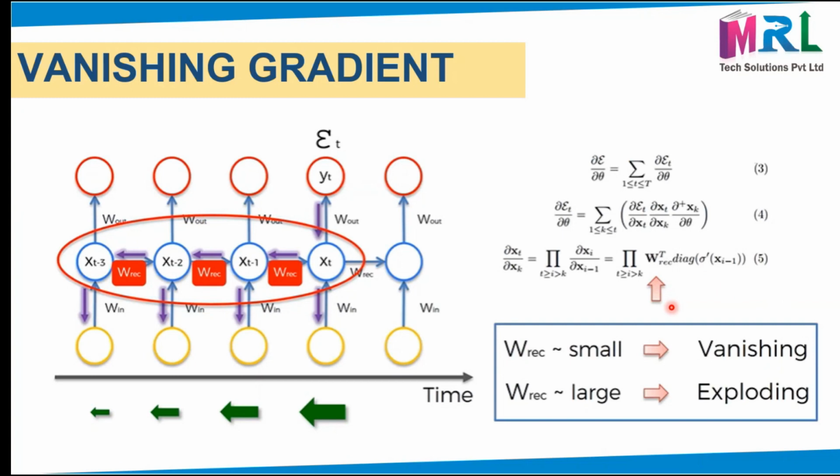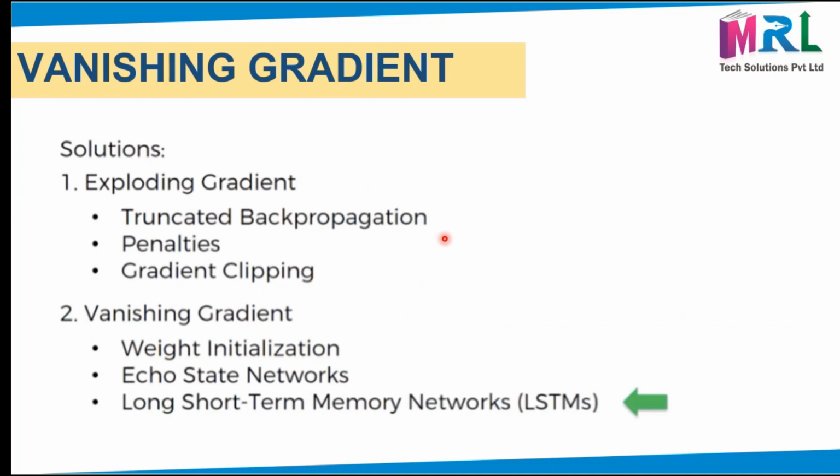To avoid this, we have many solutions. For the exploding gradient, we can truncate backpropagation, so we will not backpropagate to all the neurons; we truncate some of them. Then penalties: when the gradient is high, we reduce the value by giving penalties. And gradient clipping: we can fix a threshold and avoid that high value of wrec. And another thing is vanishing gradient.